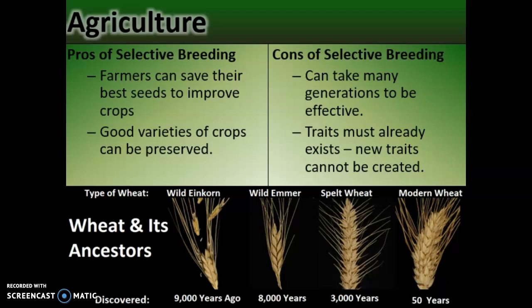There are some problems with selective breeding. Number one is that it can take many generations to be effective. It's a very, very slow process. These are changes we made in plants over the past 10,000 years. It takes time for selective breeding to happen.